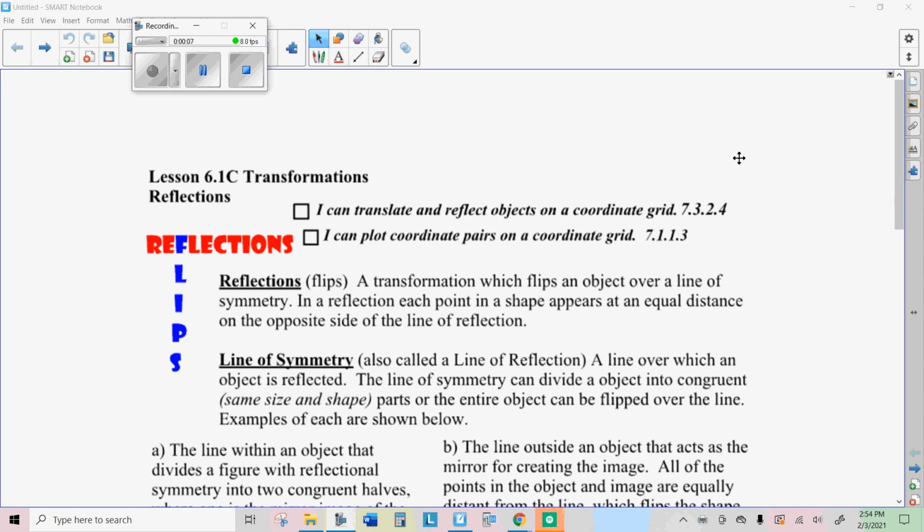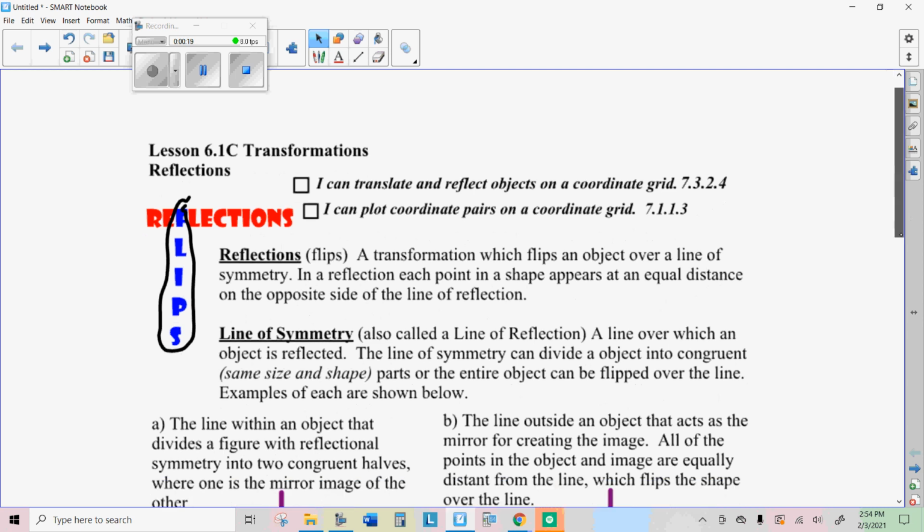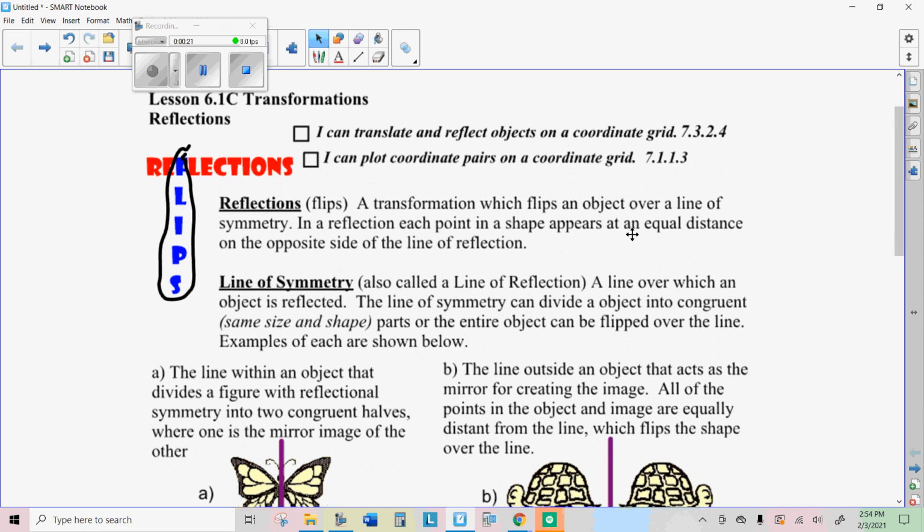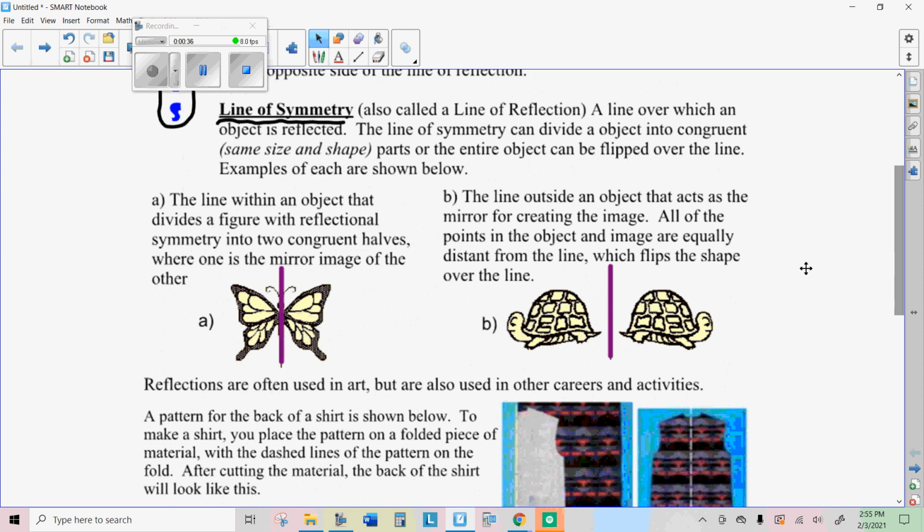Mr. Hermanson again. Today we're going to talk about reflections, which is flipping an object, or looking in a mirror, something like that. So what we're going to do is flip the object over a certain line, and then figure out what the new points are from that. That line is called the line of symmetry, and here are some examples of that.